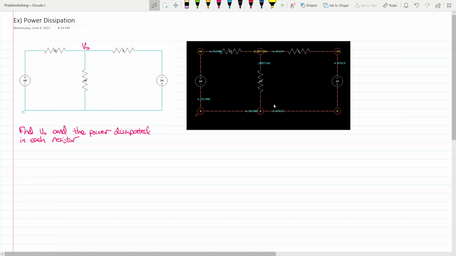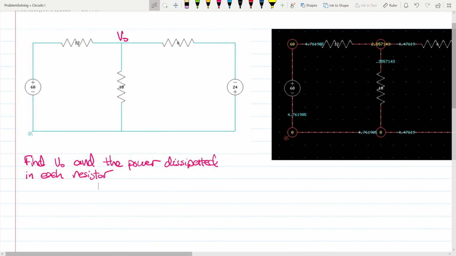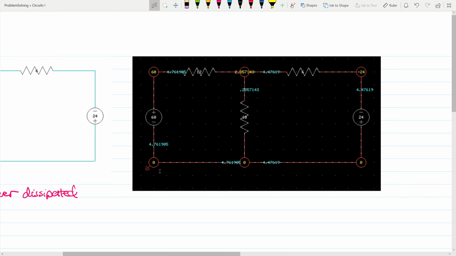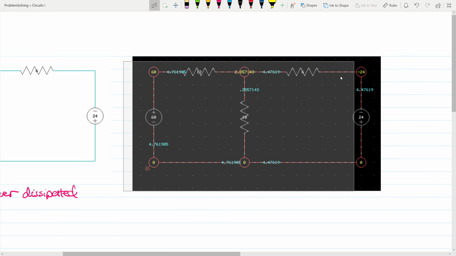Okay, hey everyone. In this example, we are going to solve this circuit here, looking for the value of V naught at this node, and we're also going to calculate the power dissipated by each resistor. So I'll quickly flash the solution here. This is the solved circuit. I just used K-circuit for this.